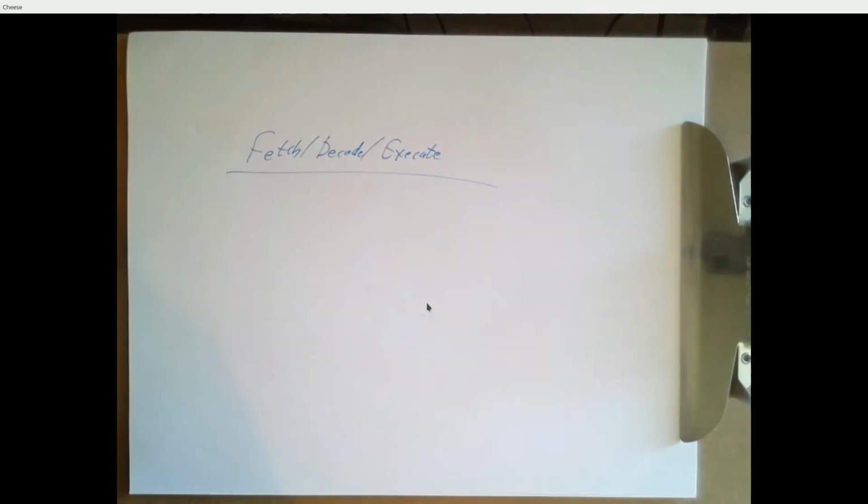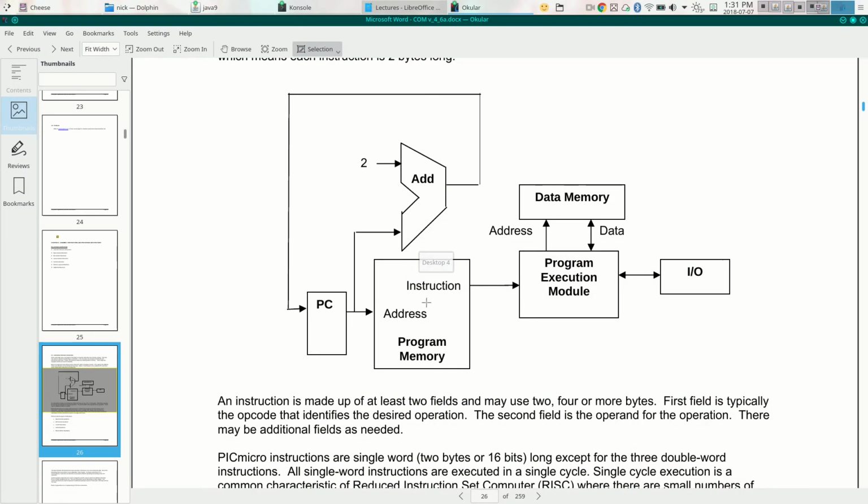This is the classic behavior inside a CPU: fetch, decode, execute. It's a 3-step process. Fetch is basically saying, take the program counter, use that to address the program memory, read an instruction. So it pulls the ones and zeros out corresponding to that program counter.